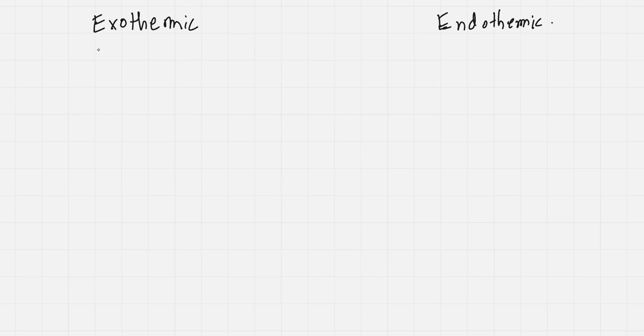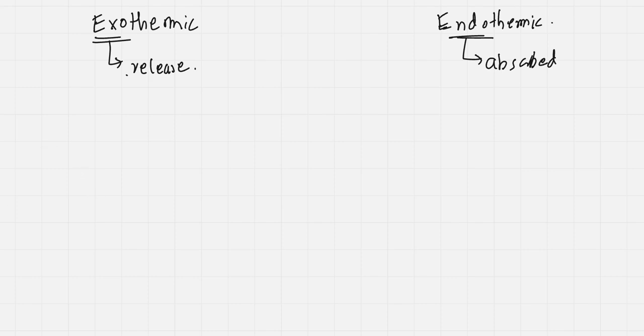First of all, let's talk about the definition. An exothermic reaction is one where heat energy is released to the surrounding. And an endothermic reaction is one where heat energy is absorbed from the surrounding. So the keyword here is "released to the surrounding", and the keyword over here is "absorbed from the surrounding". Now let's talk about it in terms of bond breaking and bond forming.